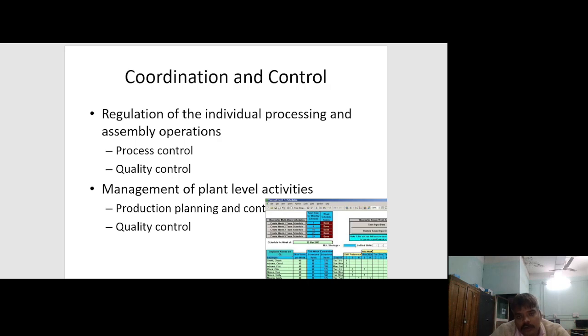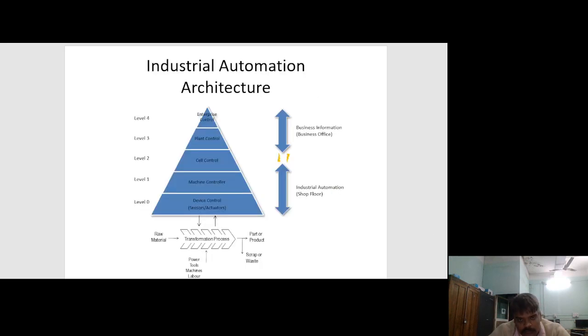Now we'll move toward coordination and control. Regulation of the individual processing and assembly operations: process control, quality control. Management of plant level activity: production planning and control, quality control, industrial automation architecture.